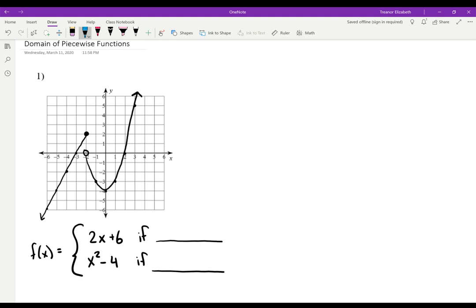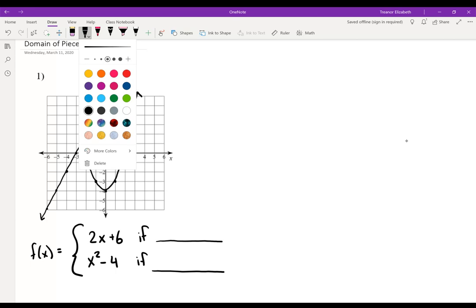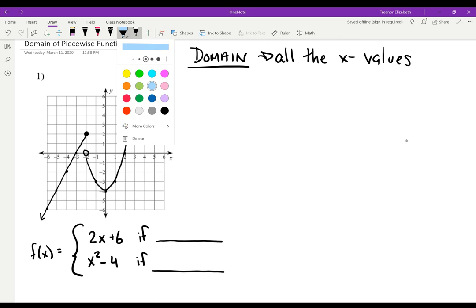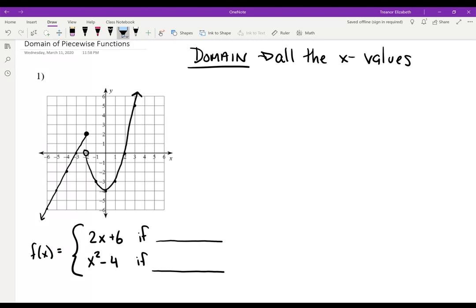So we are looking for the domain of the equations in this piecewise function, f of x. And as a reminder, when we're looking for the domain, we're looking for all the x values. So in this piecewise function, we have two different equations. The first being linear, this line over here, which is defined by 2x plus 6.